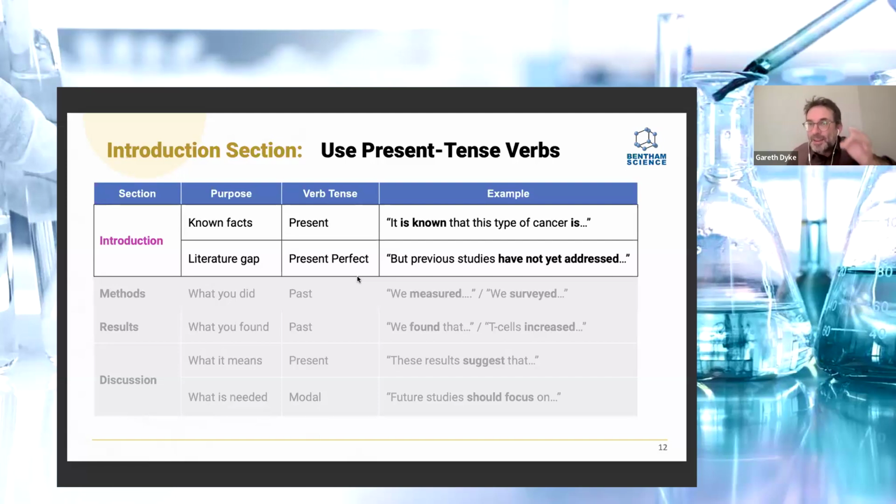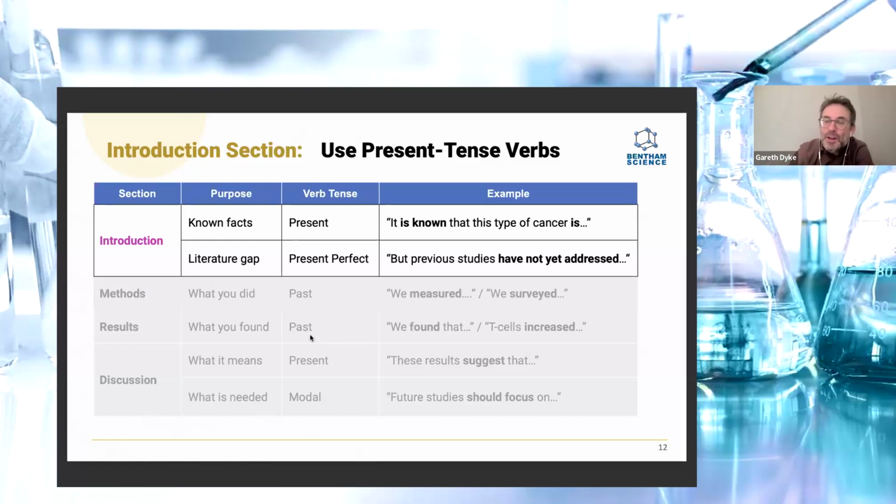In an effective article introduction, as you can see here on the slide, we're going to use present tense verbs. We did this. It is known that. Previous studies have not yet addressed. I did this. We did this. The introduction uses present tense verbs, often in the first person. Most academic articles are written in the first person, in the active voice. We did this, I did this, the team did this, rather than the third person passive voice. And that's something that I'm sure we'll talk about more in our question and answer session coming up a little bit later in this event today.